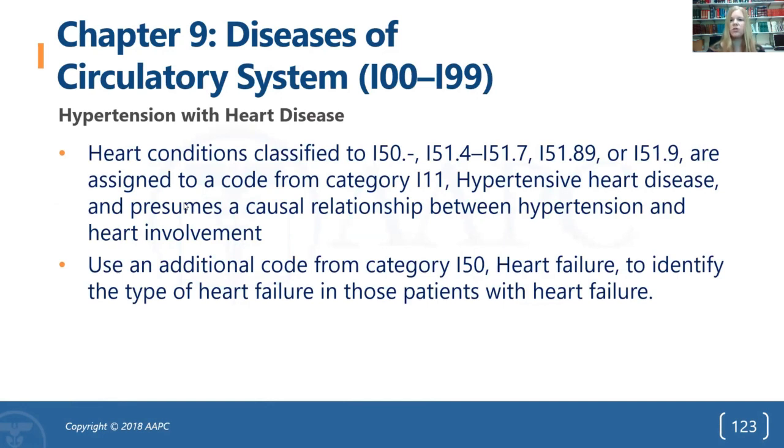You would use an additional code from category I50 for heart failure to identify the type of heart failure with those patients that have hypertension and heart failure. If a causal relationship is not stated, you would code those conditions separately. So let's go through some examples.